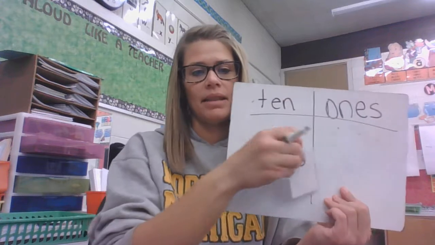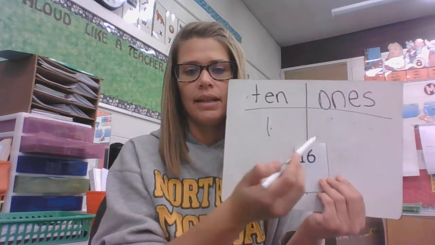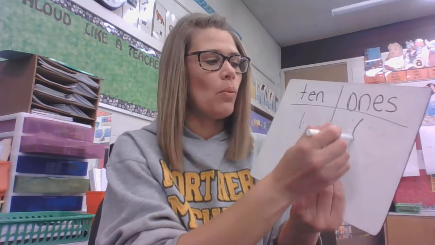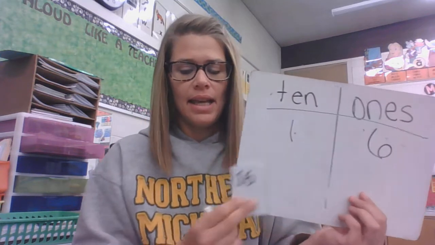Okay, if I come over to my chart to make the number 16, how many 10s did I grab? 1. And how many 1s did I grab? 6. So 1 10 and 6 little ones make the number 16. Okay, let's try one more and then we'll practice our little fast fingers.